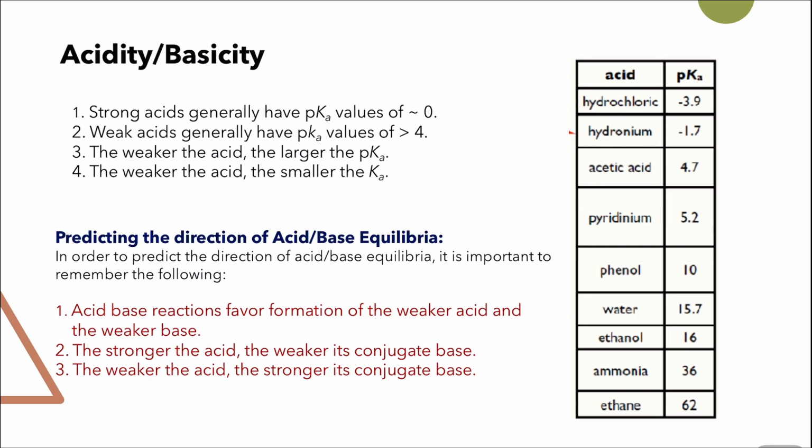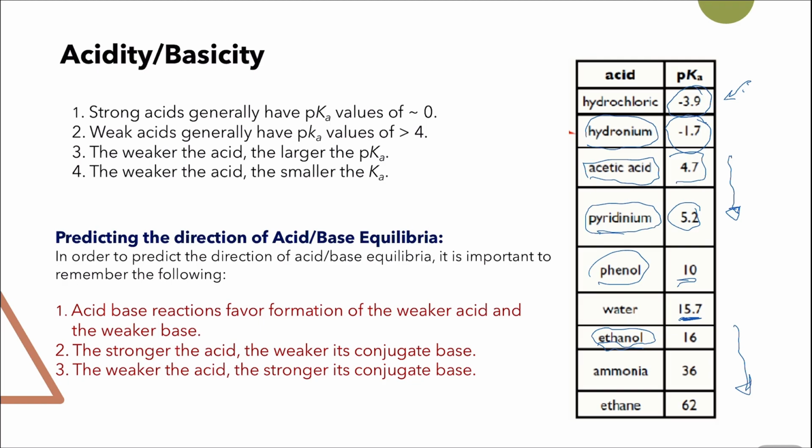Let's have a look at the table to the right here. Hydrochloric acid is a strong acid. It has a pKa of minus 3.9. Hydronium itself, not the water, but hydronium, is still a strong acid, and it has a pKa of minus 1.7. Looking at the organic acids down the table, you see that acetic acid is a weak acid because the pKa is 4.7, and it's a stronger acid than the ammonium ion, which is 5.2. And this is stronger than phenol, which is 10. Water is a weaker acid than phenol, and alcohols like ethanol are weaker acids than water, and so on. Ammonium and then ethane. So as we go down, these acids are weaker.